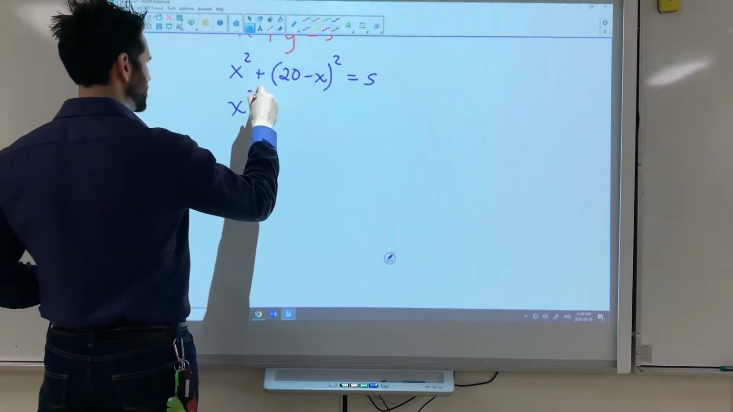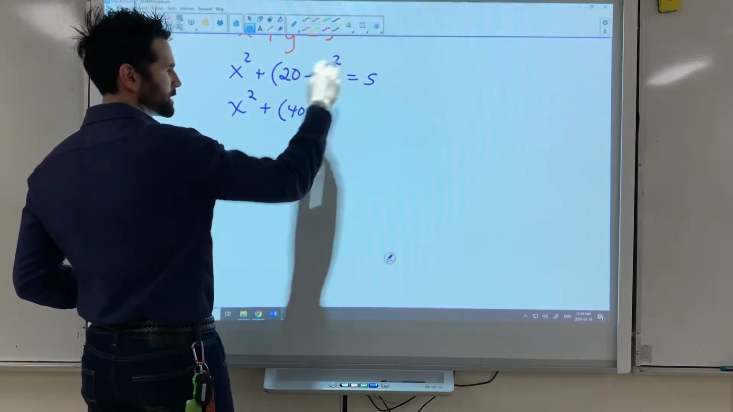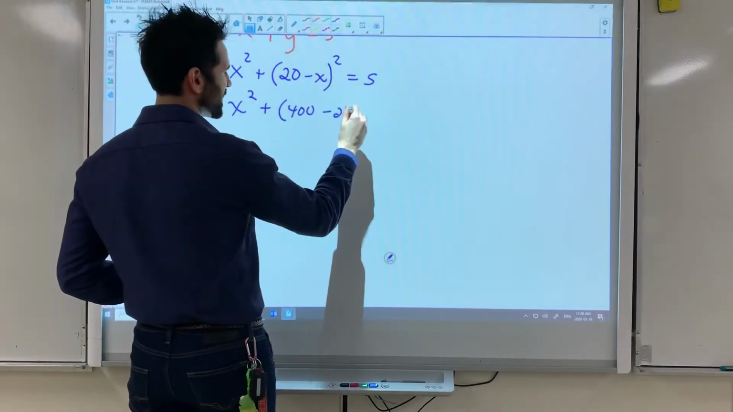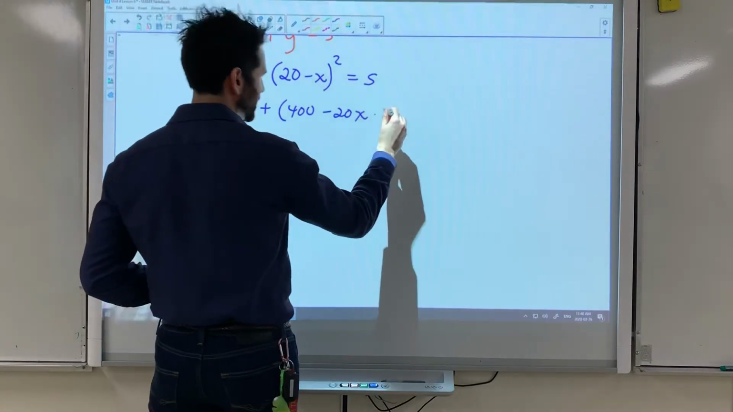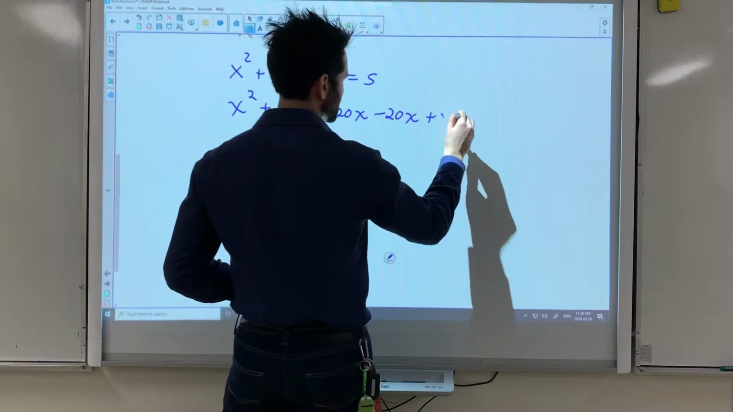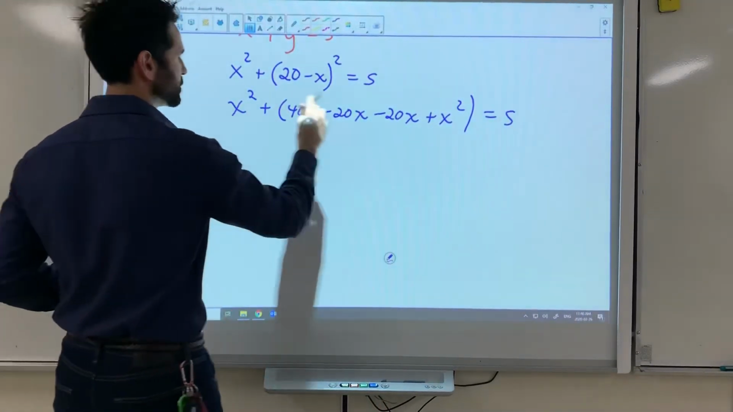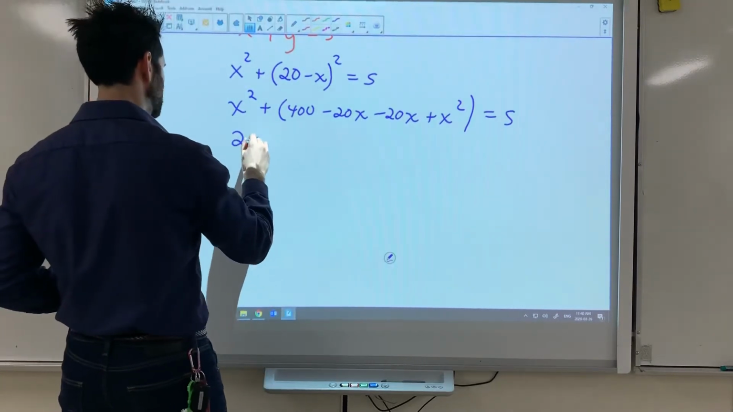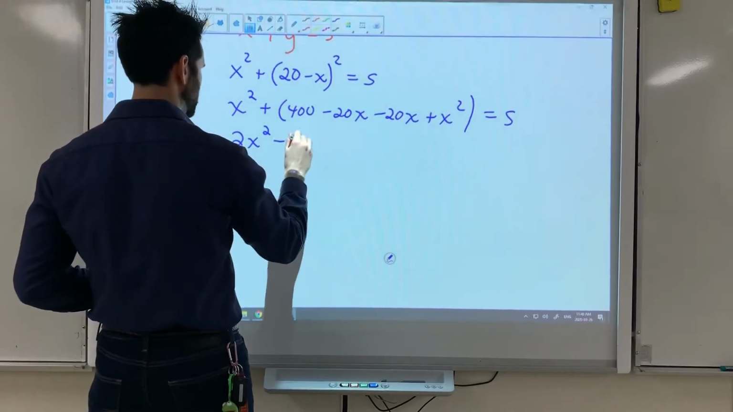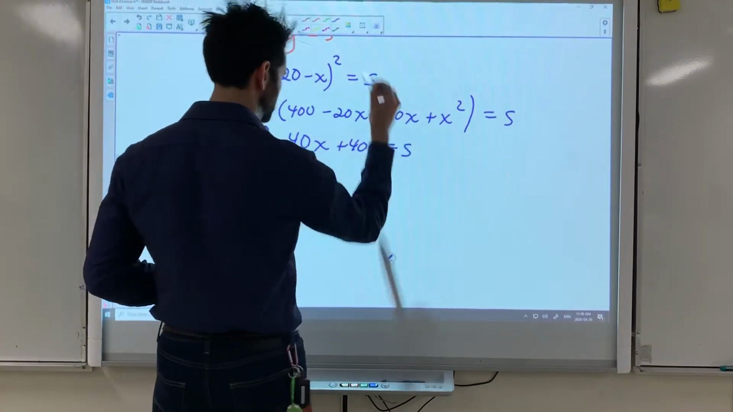So x squared plus 20 times 20, 400, and then you have 20 times negative x, that's going to give you a negative 20x, and then you're going to have negative x times 20, so you get another negative 20x, and then x times x giving you an x squared, that's equal to the sum. Group your like terms, so we have 2x squared minus 40x plus 400 equals the sum.